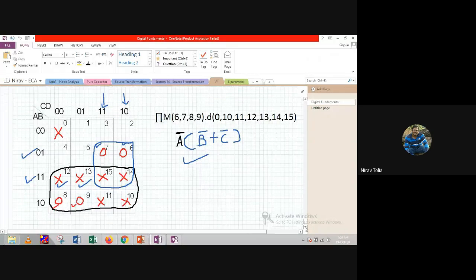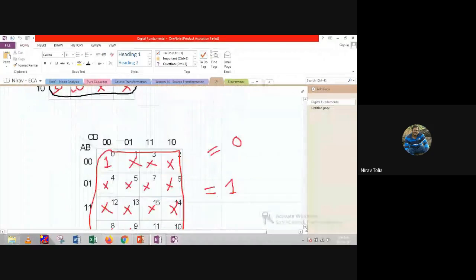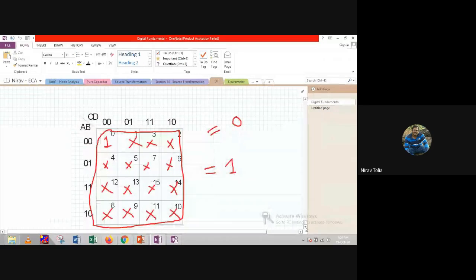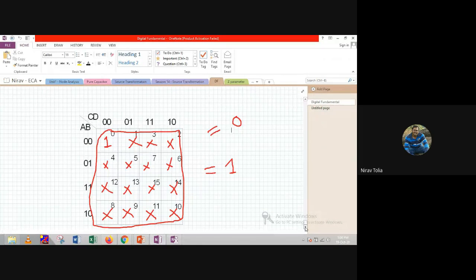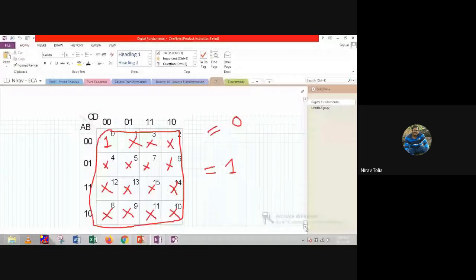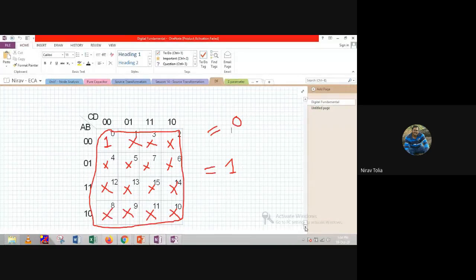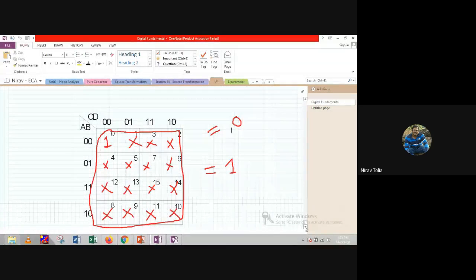And if we have all 16 possibilities, then in an example of SOP, we have to put 1, and all 16 have to be considered in a group. And if there is an example of POS, then we have to put 0.